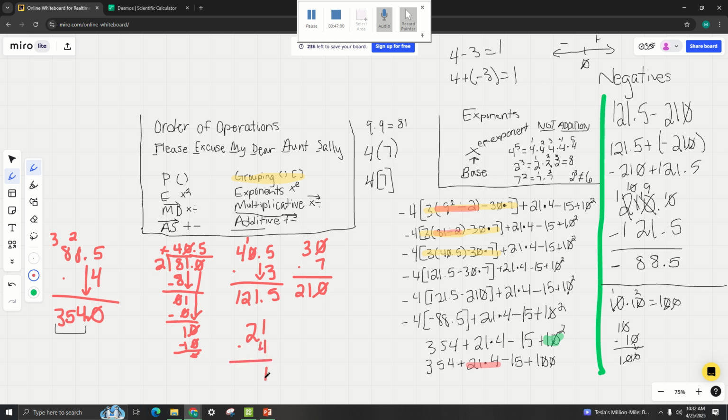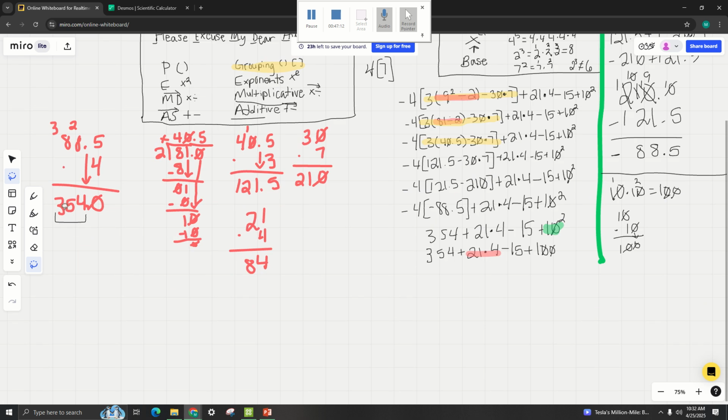4 times 1 is 4. 4 times 2 is 8. 21 times 4, we get a product of 84. That was pretty easy, thank goodness. We're getting to the end, I promise y'all. I'm gonna scroll down a little bit. I can't scroll with my actual mouse wheel. I'm gonna have to mess around with this a lot more.